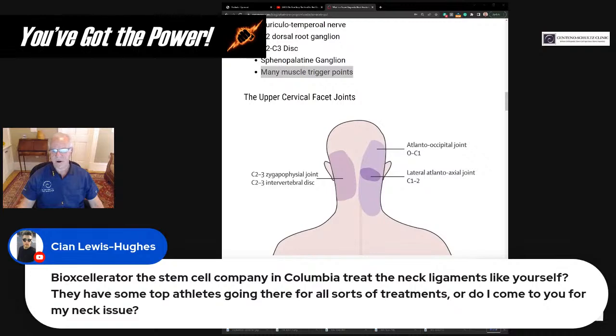Cian, bioaccelerator in Colombia, treat neck ligaments? No. Yeah, we're talking about the difference between here and here and levels of expertise. Bioaccelerator would do very simple injections, so very low level care with regard to what we're talking about here. They would not have experts that understand any of this stuff at all. So that would not be a good place to go. As far as paying athletes to sing your praises, that is what that is. But as far as what we're talking about here, no, that would not be a good match at all for what we're discussing.